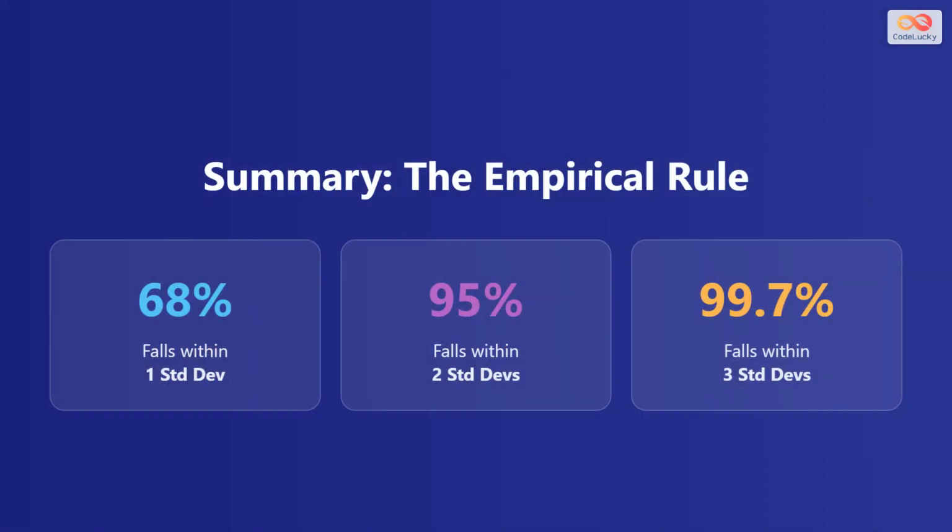To wrap up, remember these three numbers: 68, 95, and 99.7. They correspond to 1, 2, and 3 standard deviations from the mean. Mastering this rule allows you to quickly understand the spread and likelihood of data in any normal distribution.